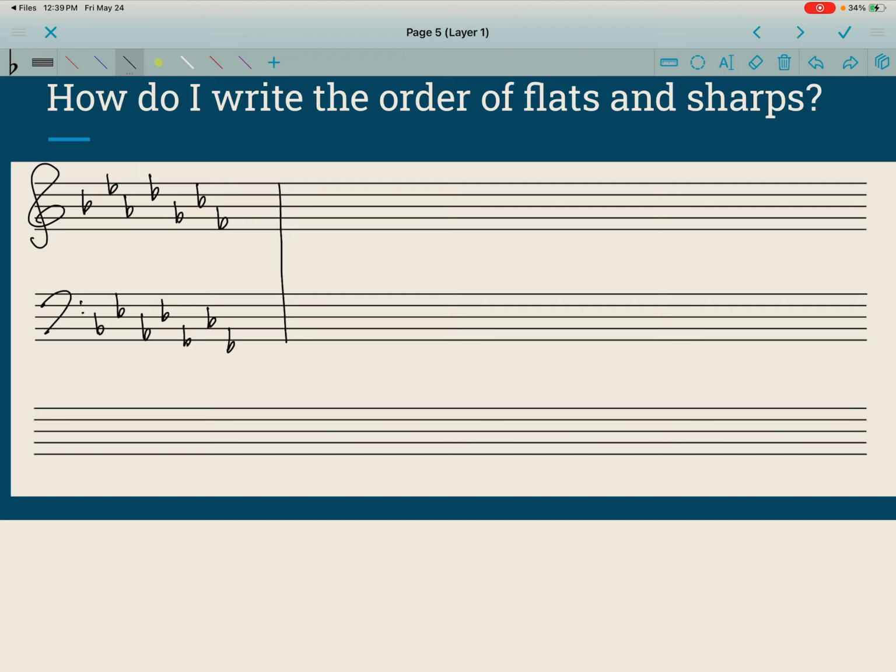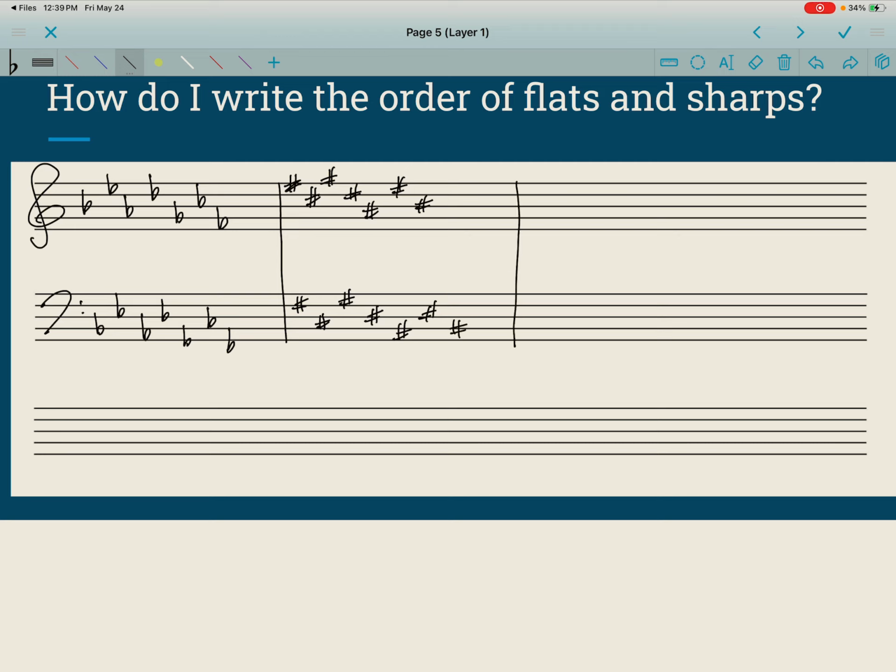Then you have the order of sharps, which is F, C, G, D, A, E, B. Fat cats go down alleys eating bagels. And that's the order of sharps.